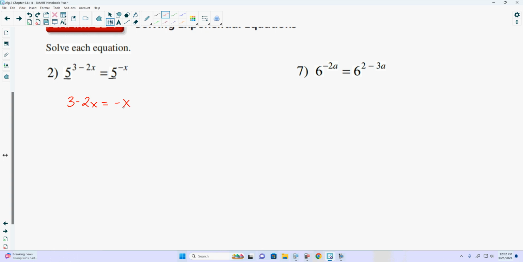Questions on this here? Solve for x. So what can we do first? We want to get x by itself. Negative 2x plus 2x is 0, telling us 3 is equal to... negative 2x plus x, or negative x plus 2x, is 1x, or x. So x is equal to 3.